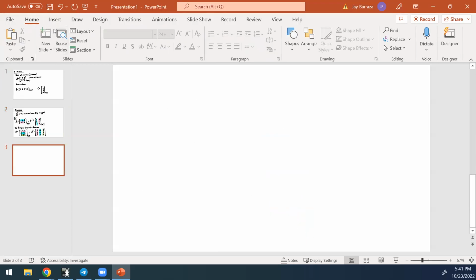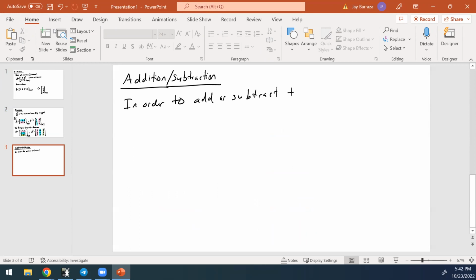So the next thing was addition, right? What if I want to add two matrices? Well, in order to, and I guess subtraction by default, in order to add or subtract two matrices, they must be the exact same size, okay? So if one is square, the other one has to be the exact same square size, right?